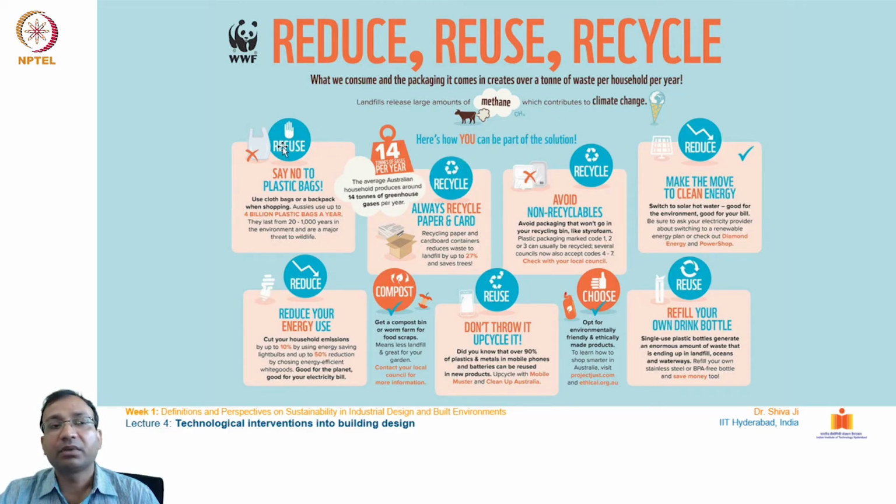Well, there are some very simple solutions, and behavior-based values are given over here. For example, the first R talks about refusing. So we must say no to those hazardous products, items or substances which have the potential of damaging the ecosystem.